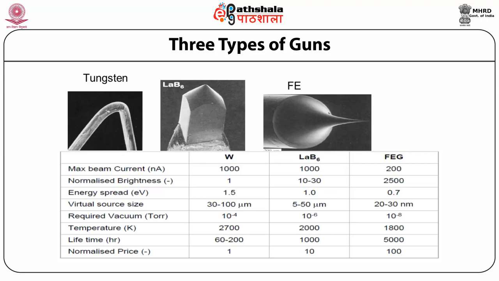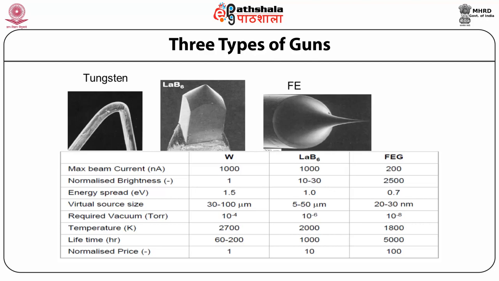But let us discuss the price in the last column, where the tungsten price is 1, then LaB6 price is 10, and FEG price is 100. So it is a very costly affair if you want to have an FEG gun. It is a matter of money available, then one can choose a tungsten, LaB6 or FEG gun based on their requirement and money available.